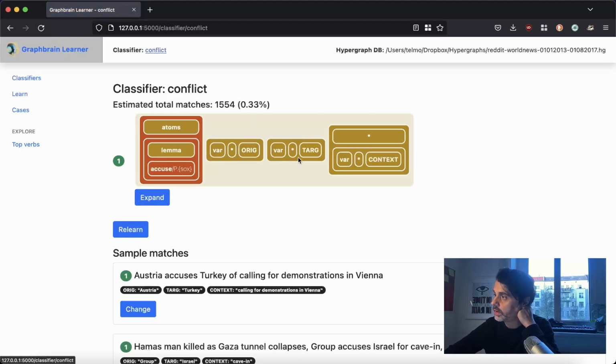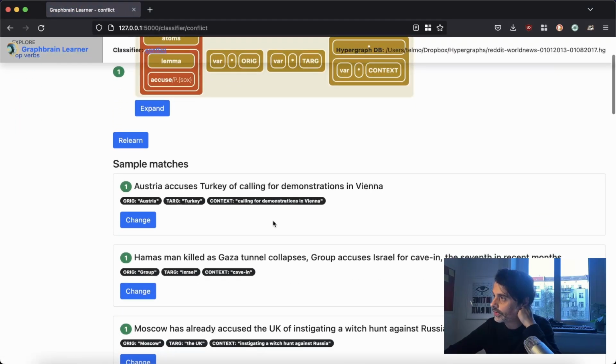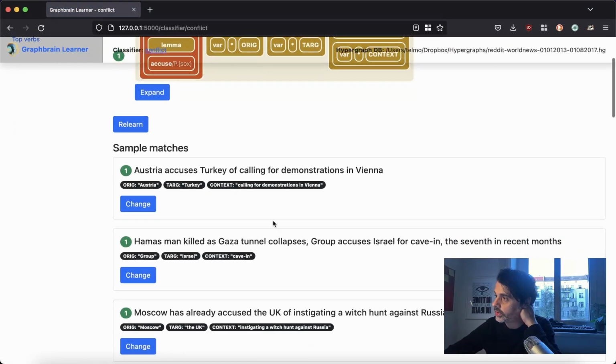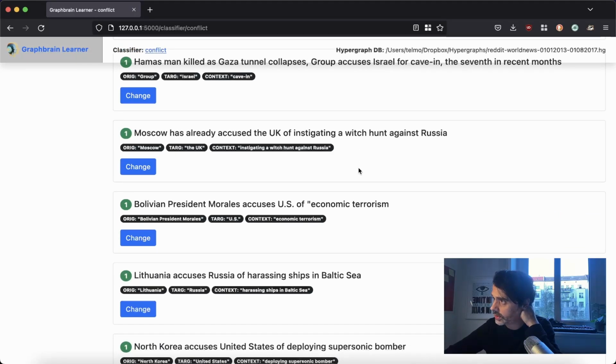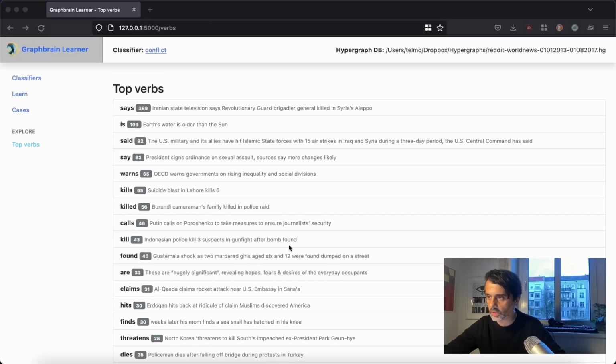Let's go to the classifier again and see some samples. Austria accuses Turkey of calling blah blah. Hamas group accuses Israel of caving. Okay, seems correct. Moscow has already accused UK, so UK is the target, of instigating a witch hunt. All right. Let's do another verb exploration. Let's see what else we have here. Threatens definitely looks promising in terms of conflicts.